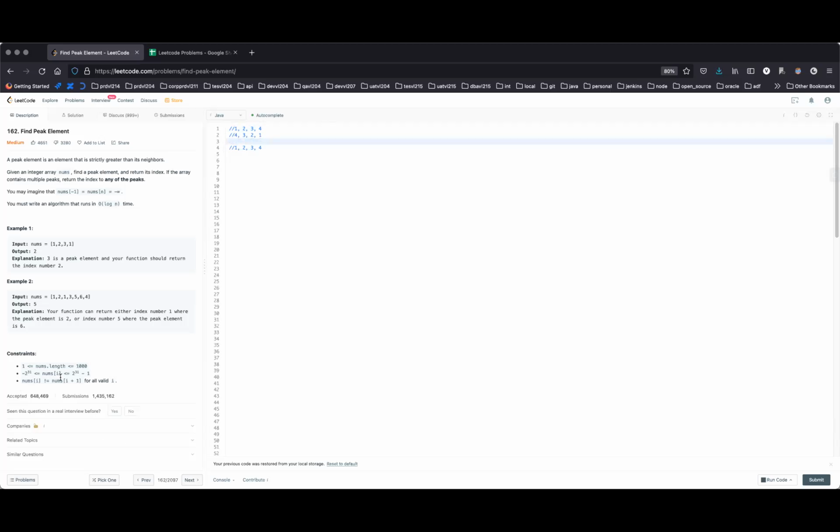Here the reason is, if you look at this constraint, nums of i not equal to nums of i plus 1. So if you take nums of i and nums of i plus 1, these two should not be the same as per the constraint for all valid i. So they are saying the neighbors will always be unique, that you will not have duplicate neighbors. That's my understanding. So they have given strictly greater than its neighbor. So I don't think that is a valid case. Yeah.